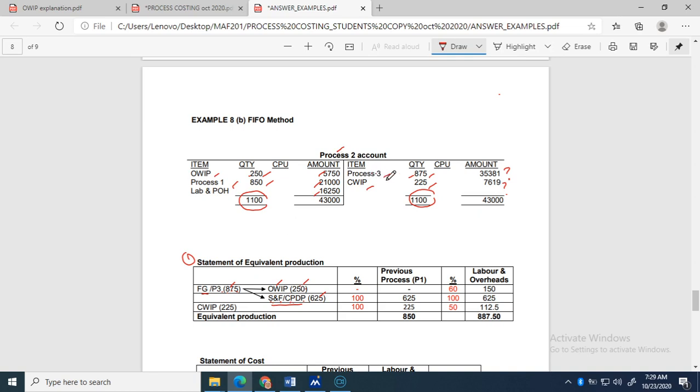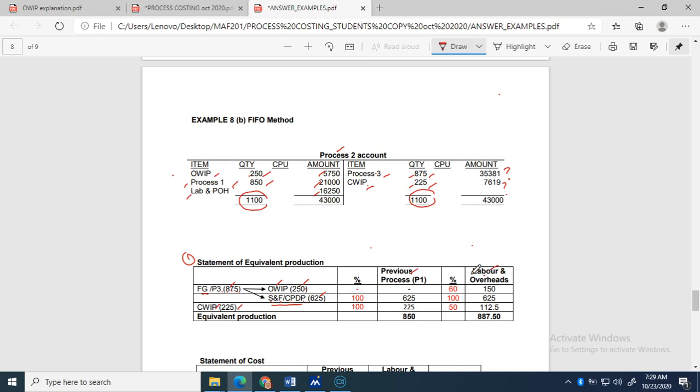Then the other one is CWIP. As usual, the quantity is 225. So now how should we record the quantity? What are the columns that we have? As usual, OWIP is a balance brought down, so this is not a column for the statement. The columns that we have are process 1, the previous process, and labor and overhead.